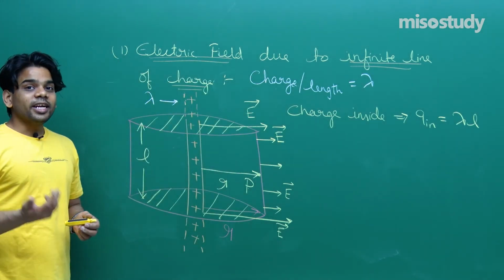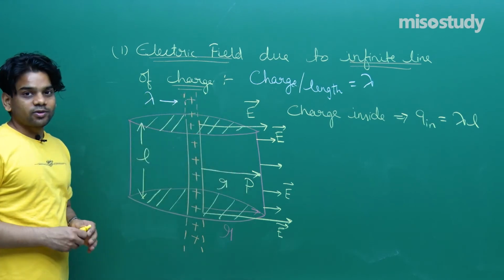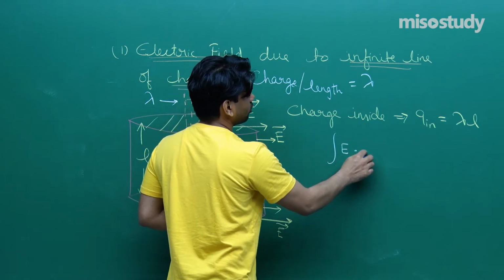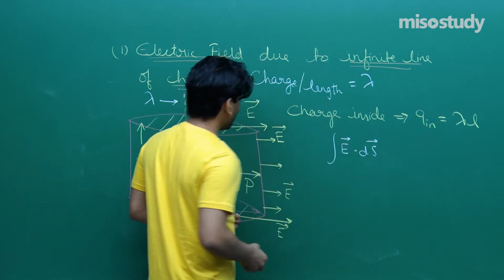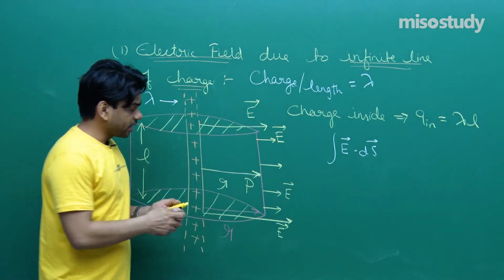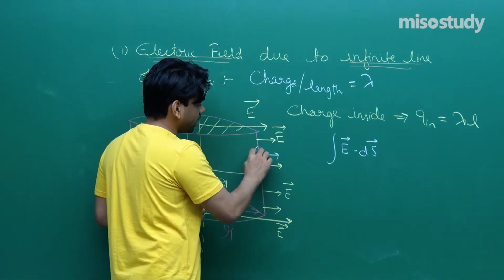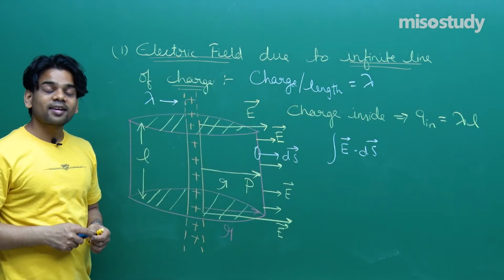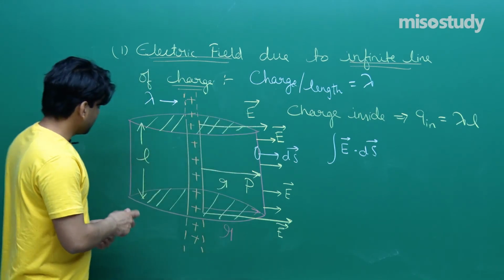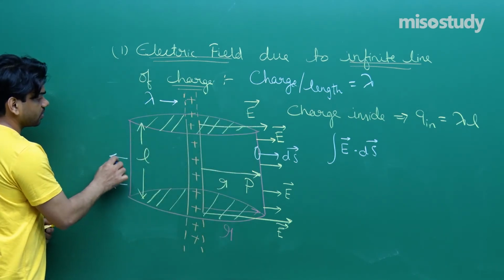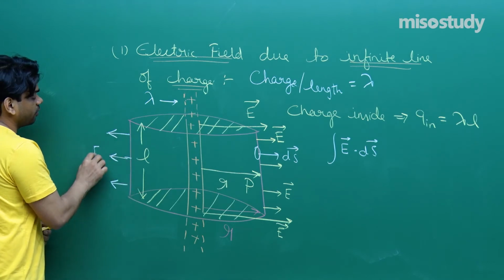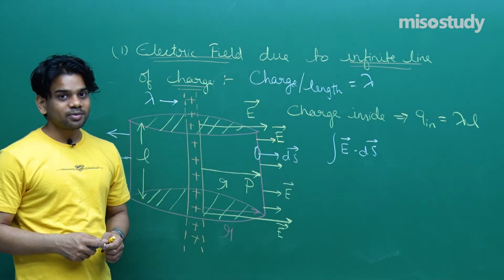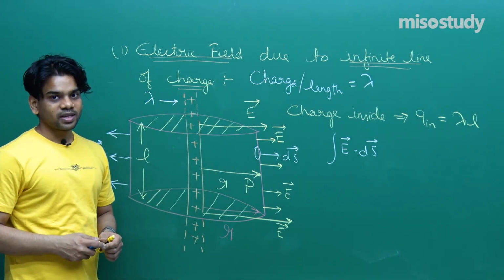Now let's talk about integral E dot ds for the entire Gaussian surface that we have drawn. So third step, integral E dot ds. See that the electric field and the area vector, if I take a small area ds, both are parallel to each other, and the electric field can be taken as uniform everywhere. Its value is the same everywhere, because we are evaluating it at the same distance r from the wire.